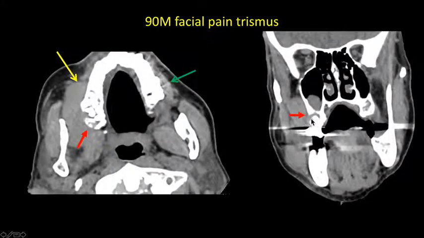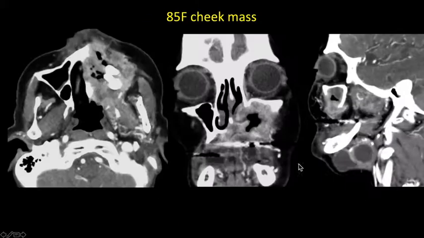Here's that erosion of the tooth on the coronal. Again, the green arrow showing you the normal buccinator muscle. And here's another separate component, this ovoid soft tissue here, again, very homogeneous, intermediate density, probably an enlarged lymph node. This was the patient with lymphoma.